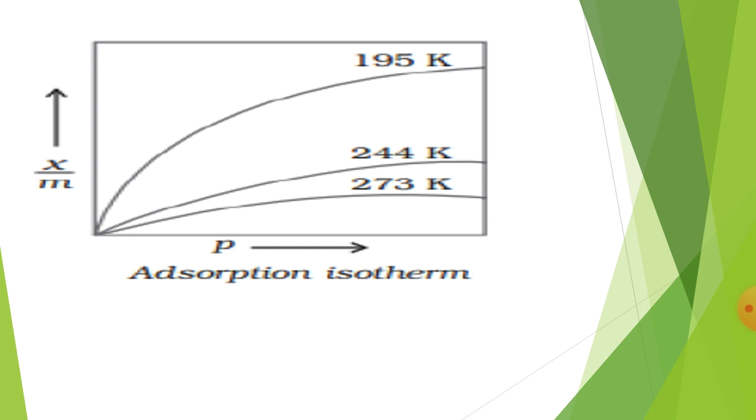So this graph is very important from the examination point of view also. Again focus here, x by m versus p. The graph is plotted at three different temperatures. So the more the temperature, the less will be the value of x by m. That indicates that at higher temperature the adsorption decreases.